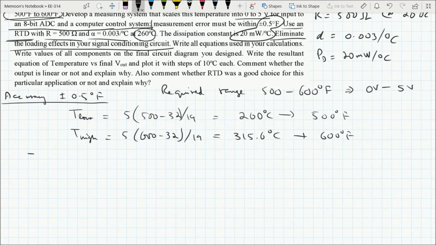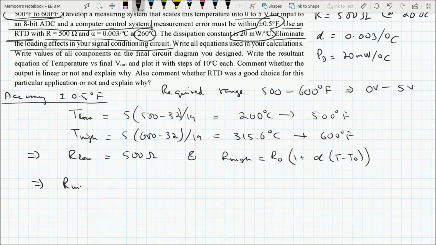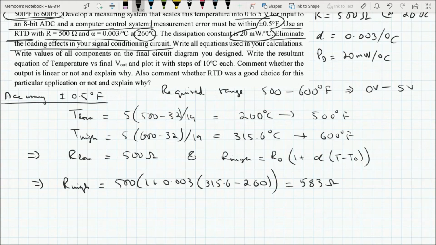And this implies that R low is equal to 500 ohms and R high can be calculated using the linear approximation of RTD resistance. R high is equal to R naught times (1 plus alpha times (T minus T naught)). This will give us R high is equal to 500 times (1 plus 0.003 times (315.6 minus 260)), and that is equal to 583 ohms.